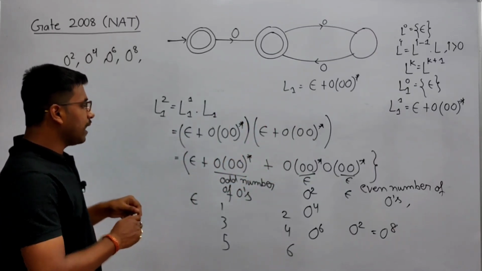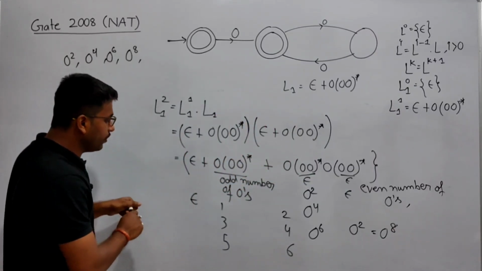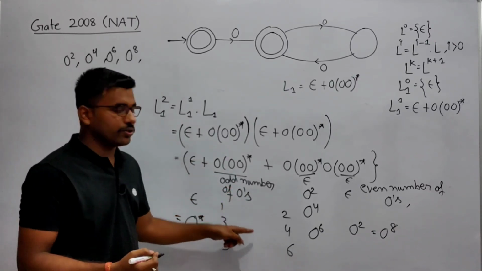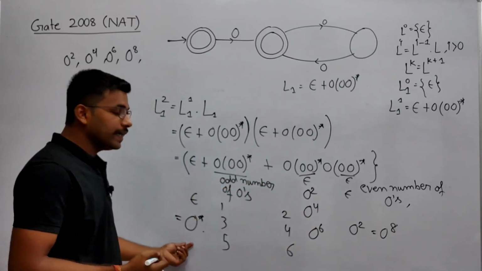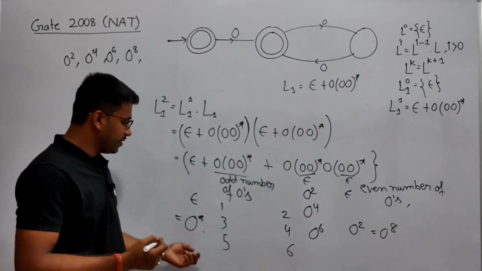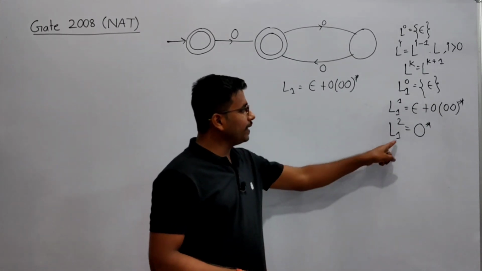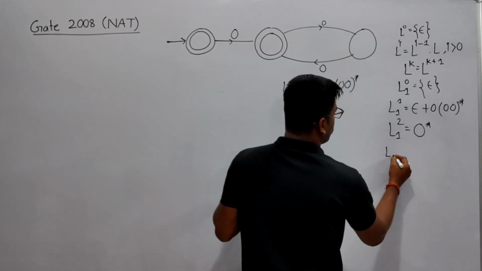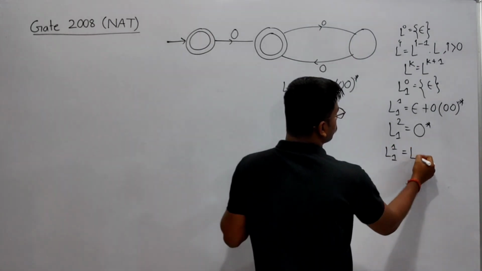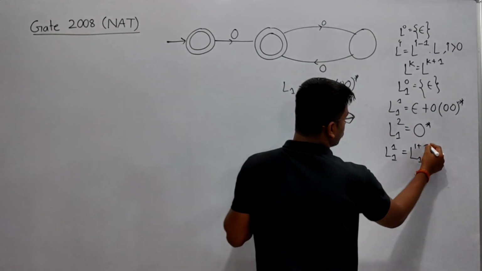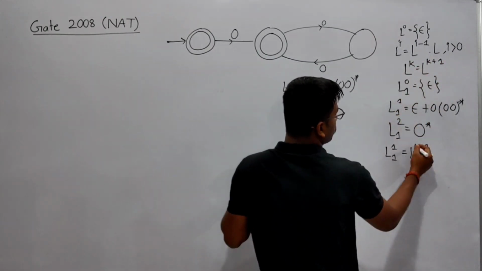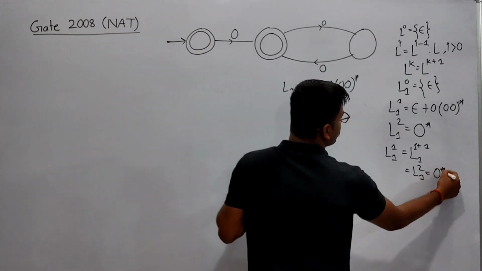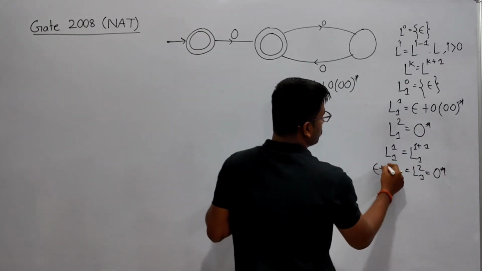So for this we know how to represent any number of zeros. It is your 0 star, because it is generating epsilon, it is generating an odd number of zeros, it is generating an even number of zeros. So it is generating everything. Okay, 0 star. So for L1 2 we got 0 star. Now L1 1 equal to L1 2, see, Lk equal to Lk plus 1. So this is your k, I am assuming. Then for L1 2, here you are getting 0 star, here you are getting epsilon plus 0 0 star.